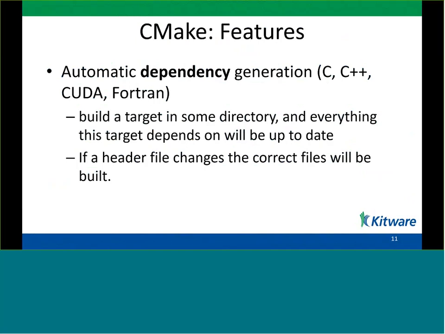CMake features that I think this group will be particularly interested in: CMake does automatic dependency generation. If you write your own makefiles, that's often hard to do. Include files are automatically handled with C and C++, CUDA, and also Fortran. So CMake has a built-in Fortran parser and makes sure that everything's up to date and that things are built in the right order. If you build a target in some directory, everything that target depends on will be up to date. If a header file changes, the correct files will be built. And you really don't have to do much work to make that happen.